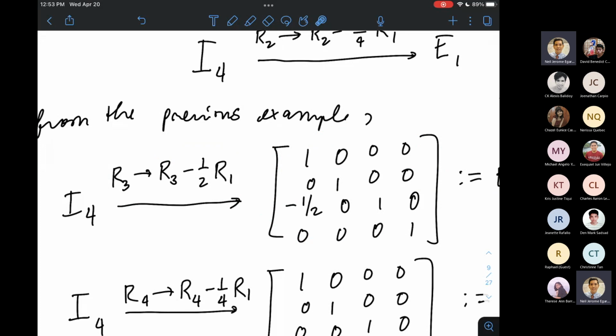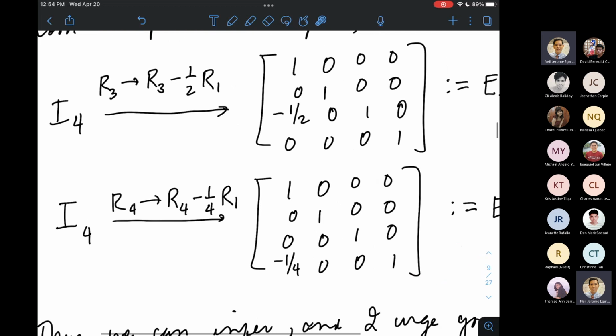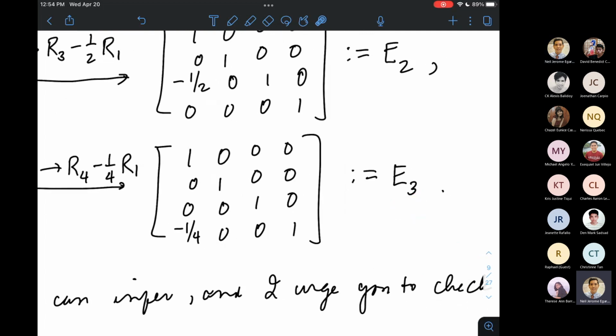Tapos ganun pa rin dun sa pangatlong elementary row operation. Dun sa pangatlong elementary row operation, ito yung pinagawa ko. So para makuha yung elementary matrix that will give us the same effect as that third elementary row operation, I will perform that elementary row operation to the 4x4 identity matrix to obtain this guy. Tatawagin ko siyang E3. Okay?